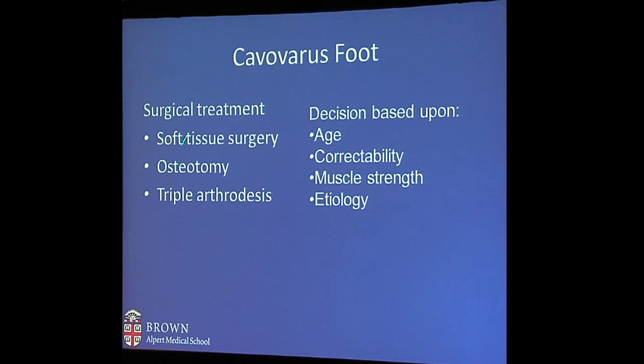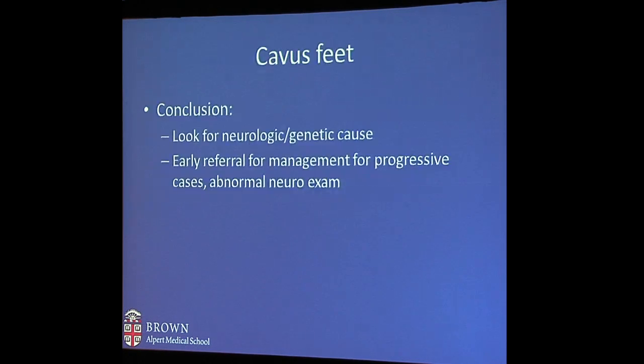And we make that decision based on the age, how passively correctable or actively correctable the foot is, where their strength is, and why do they have it. Is it from a peroneal nerve injury, from someone got cut with a piece of glass? Well, that's not going to change. Is it from CMT? Well, that's going to get worse over time, and you have to take that into account. So, Cavus feet, number 1, 2, and 10 in your list is figure out why they have Cavus feet.